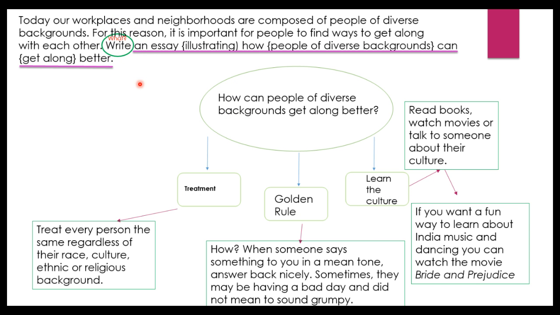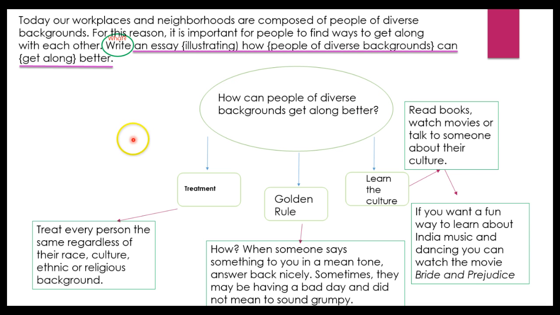I need to write an essay. About what? About how people of diverse backgrounds can get along better. So there is one main point in this prompt and one main bubble for me to fill in. See how I took what is underlined and put it in the main bubble? This is the question I must answer.